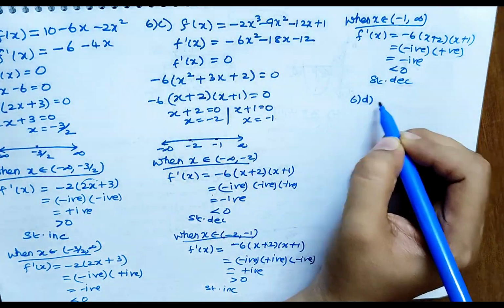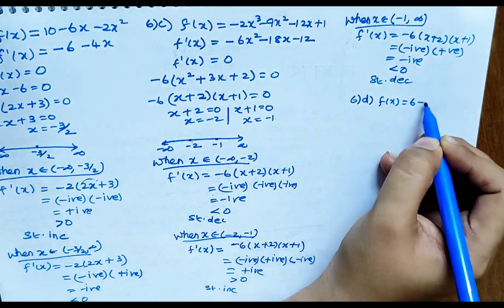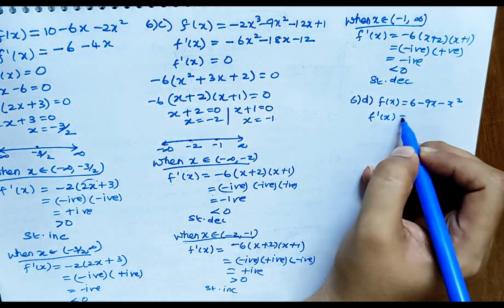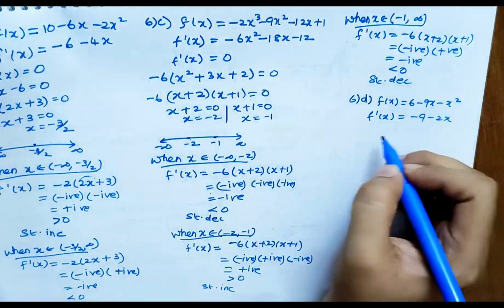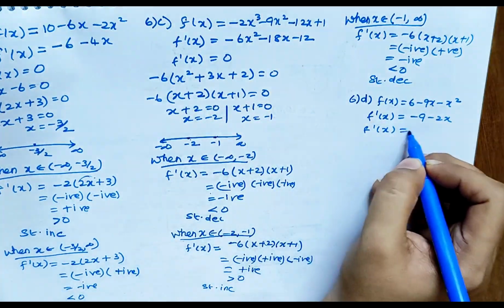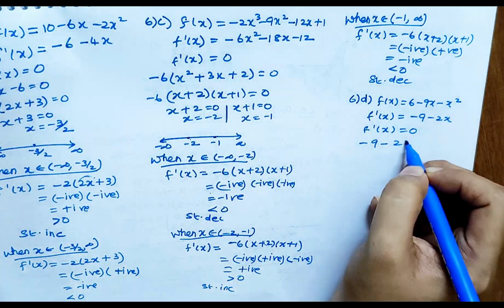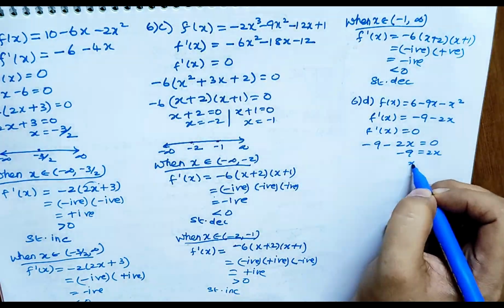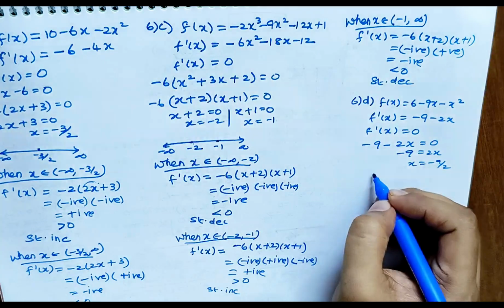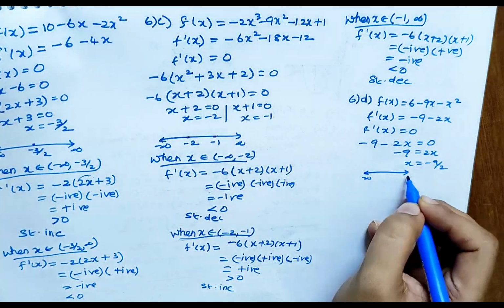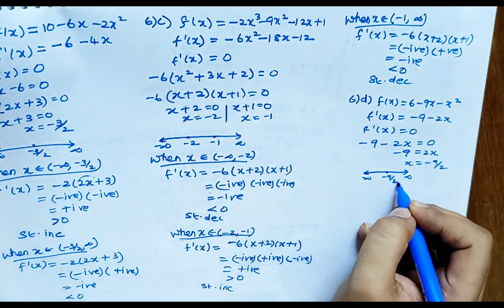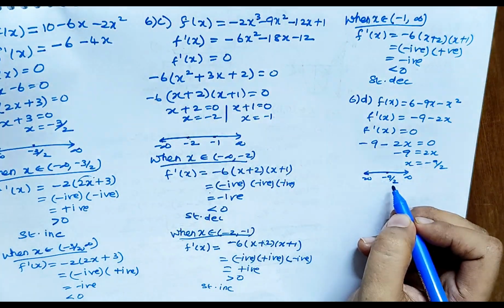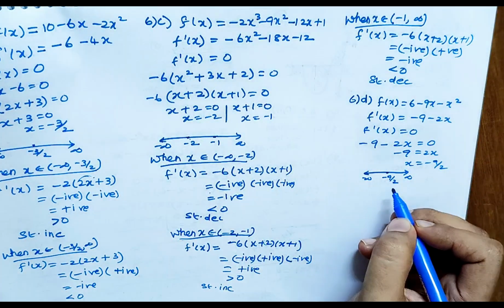Question number 6D. The function is given as 6 minus 9x minus x square. So we'll find the derivative. We get minus 9 minus 2x. We'll equate to 0 to find the x value. So we get minus 9 minus 2x is equal to 0. So minus 9 equal to 2x, and x is equal to minus 9 by 2. So we have the number line minus infinity to plus infinity with minus 9 by 2. We have the intervals minus infinity to minus 9 by 2 and minus 9 by 2 to plus infinity.